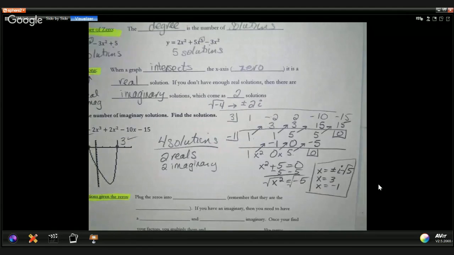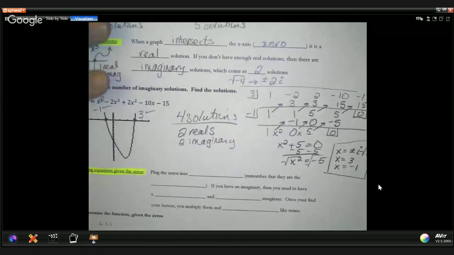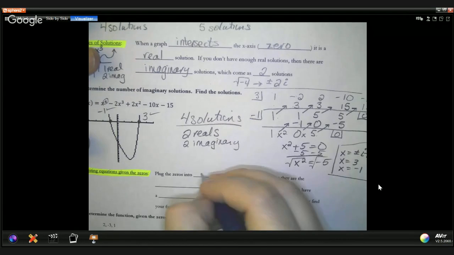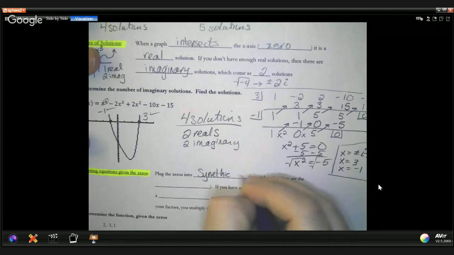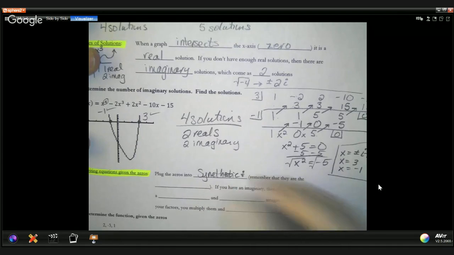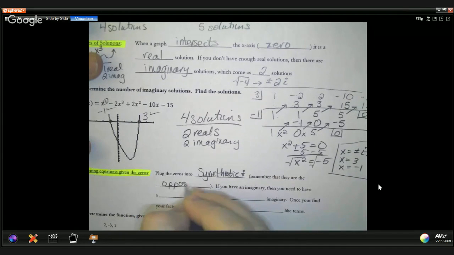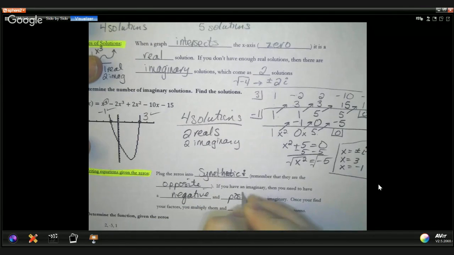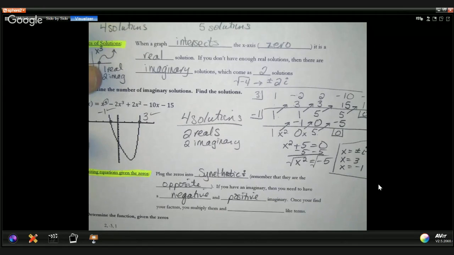All right, so let's go ahead and fill this in, and then we'll do the problems. I probably jumped ahead of ourselves, but that's okay. So you plug the zeros into the equation, and I like to use synthetic division. Remember that they're the opposite. If you have imaginary, then you need to have a negative and a positive. Once you find your factors, you multiply and add like terms.